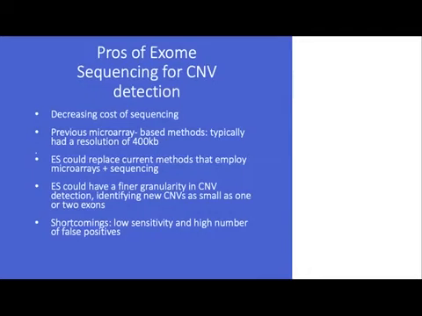Previous methods to detect CNVs were microarray-based and typically had a resolution of 400 kilobases. Current methods are usually a combination of sequencing and microarray-based methods. However, it would be cheaper and faster to employ only ES. An additional benefit is that ES may provide a finer granularity in CNV detection than do microarrays, detecting CNVs as small as 1 or 2 exons. However, there are known shortcomings of ES CNV identifying algorithms, such as low sensitivity and a high number of false positives.